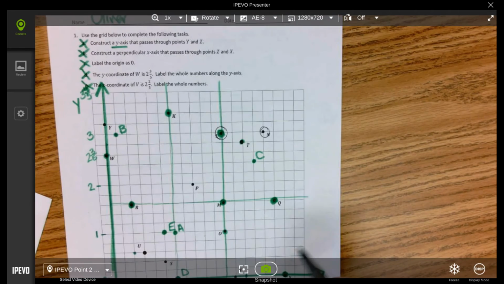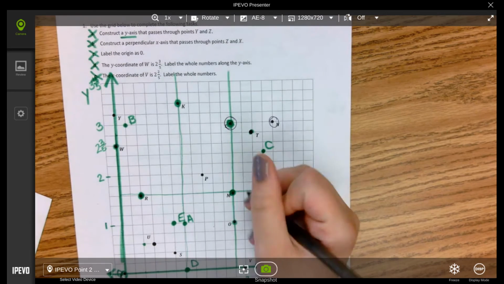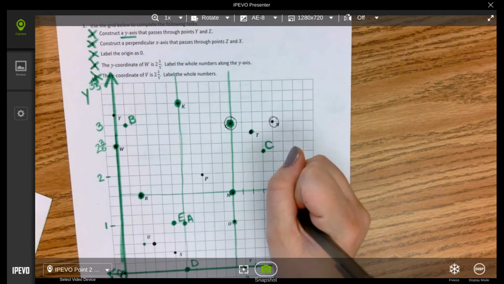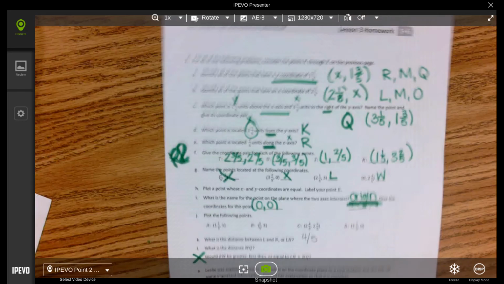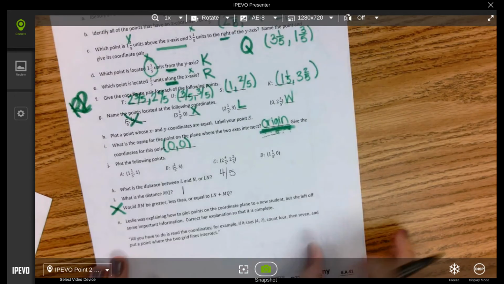Let's see the distance between M and Q. M and Q, where are they? All right, again, let's see, 1/5, 2/5, 3/5, 4/5, 5/5. So they are a full space apart. And then we are going to ignore letter M for now.